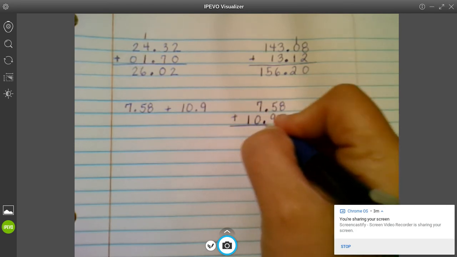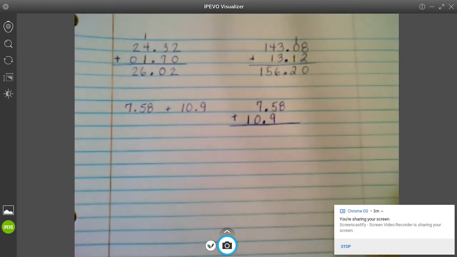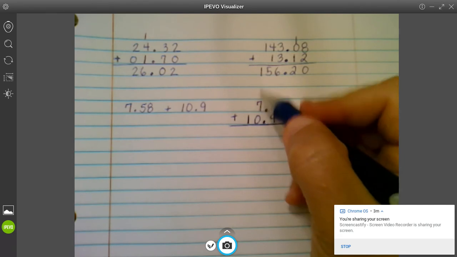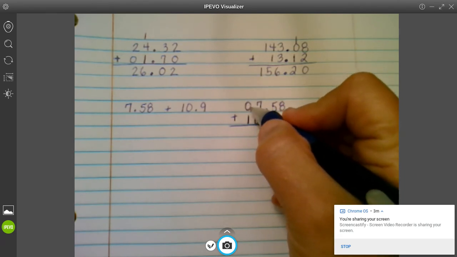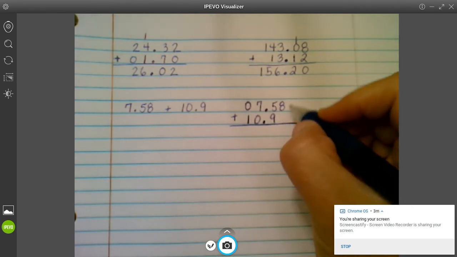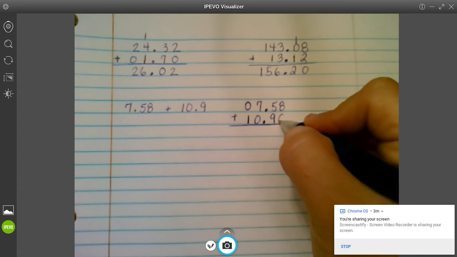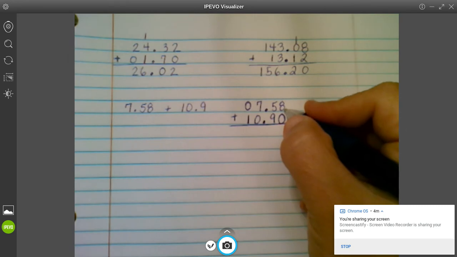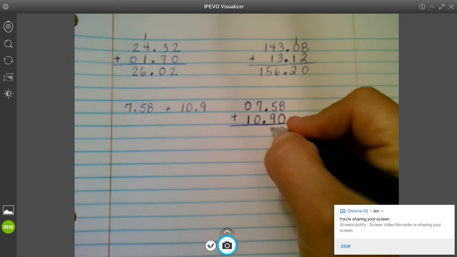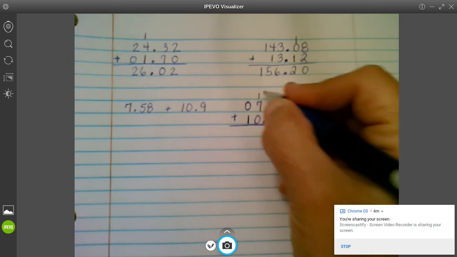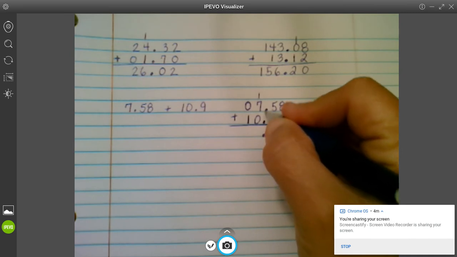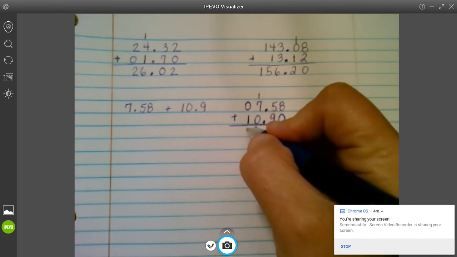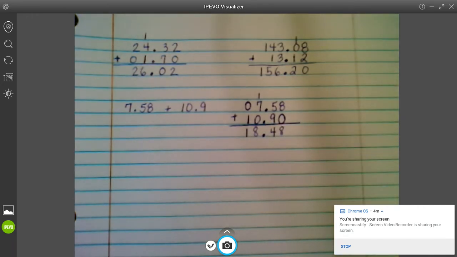Now, do you guys see the empty spaces for my placeholder? So I have an empty space here in tens because this is just 1, so I can put a 0 there. And I have an empty space here in hundredths, so I can just put a 0 there. Now, if we add them, 8, this is 14, carry my 1, bring my decimal point straight down. 7 plus 1 is 8, and 0 plus 1 is 1.